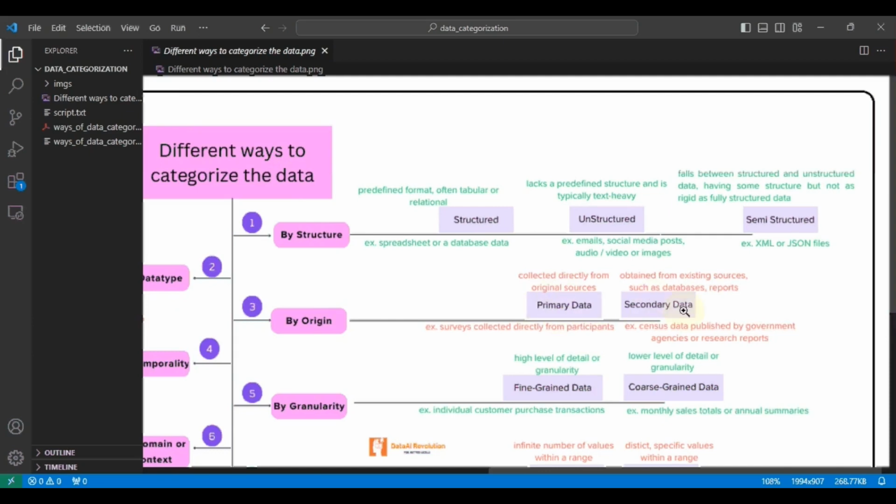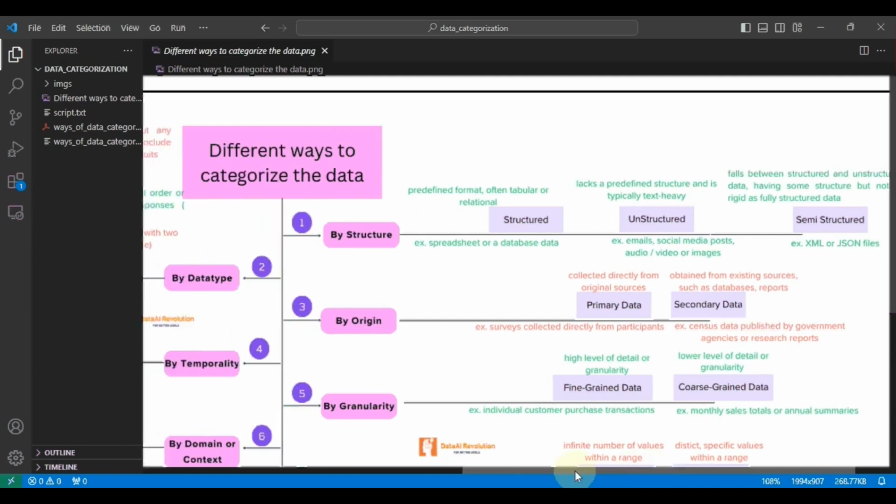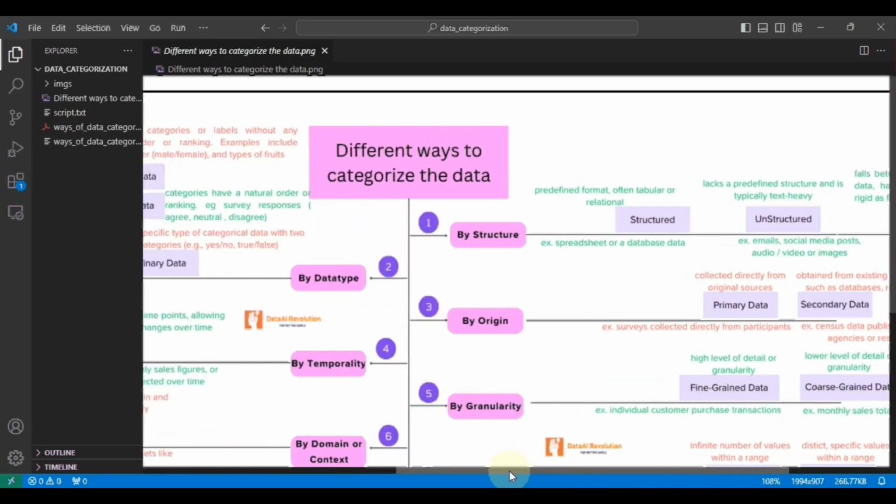Secondary data is obtained from existing sources such as databases, reports, or any government website where data is already available. If you are taking data from government websites or specific websites, that is secondary data, not primary data. Primary data is directly collected from the original sources, and in secondary data we take data not directly from original sources but from existing secondary sources. So these are the two types using which we can divide the data with respect to origin.